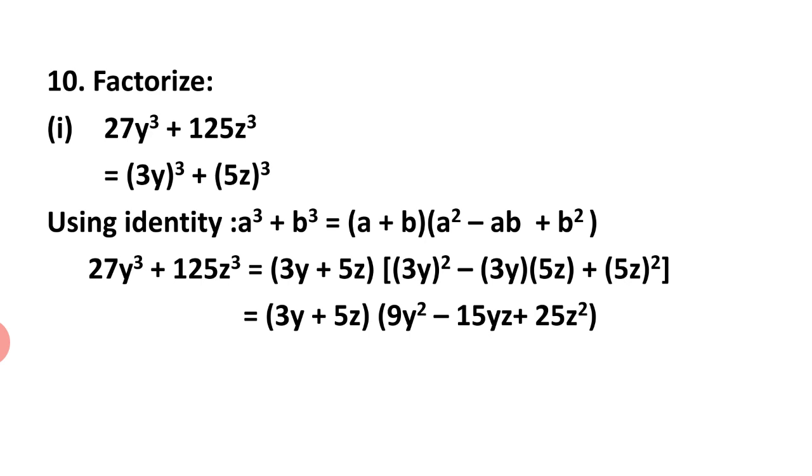How many factors did you get? So we got two factors here, and the first factor is 3y plus 5z and the second one is 9y square minus 15yz plus 25z square. Now the second factor you cannot further factorize, so you will keep it as it is. Is it clear, children? Now second problem of similar kind.